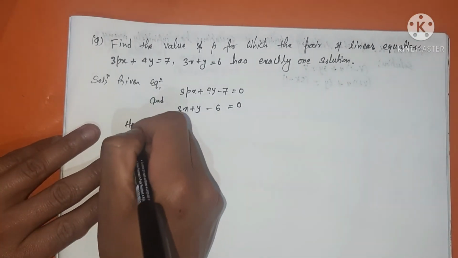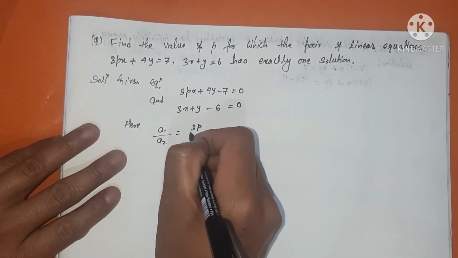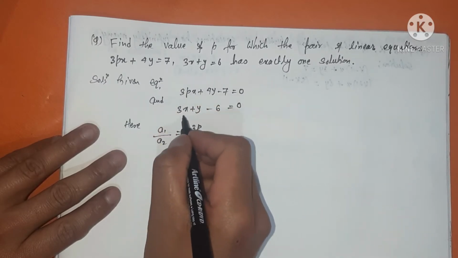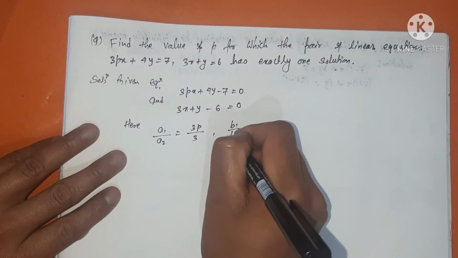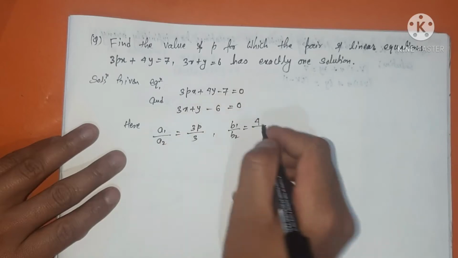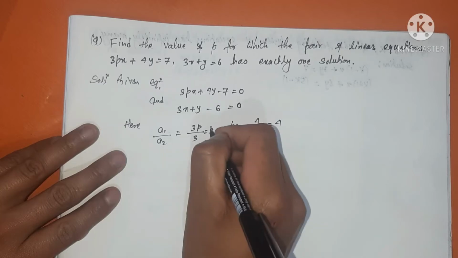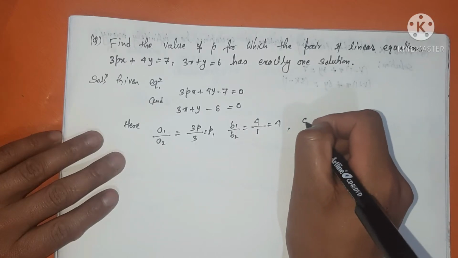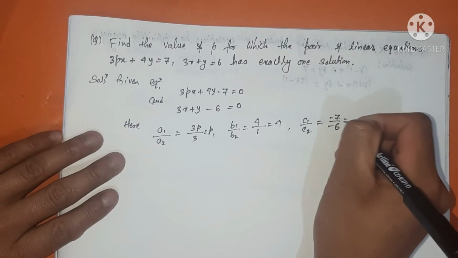Now here a1 by a2 is 3p by 3. a1 means the coefficient of x in the first equation, and a2 means the coefficient of x in the second equation. It is 3p, here it is only 3. b1 by b2 is equal to how much? The coefficient of y is 4, here it is only 1. And the third ratio, c1 by c2, here it is minus 7 by minus 6, or simply 7 by 6.